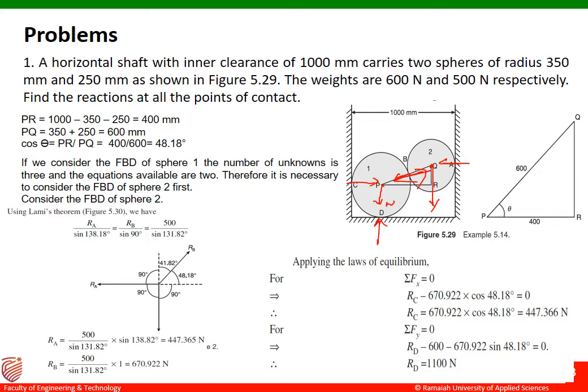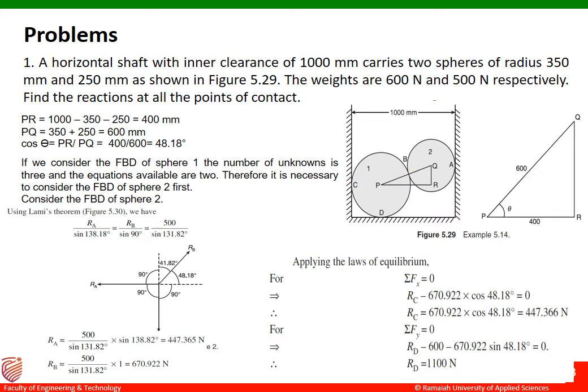So totally we have three forces. In that case, we have to use Lami's theorem and write the expressions for RA and RB. RA divided by sine 138.18 is equal to RB divided by sine 90 is equal to 500 divided by sine 138.82. Let me explain how these angles came here, one by one.